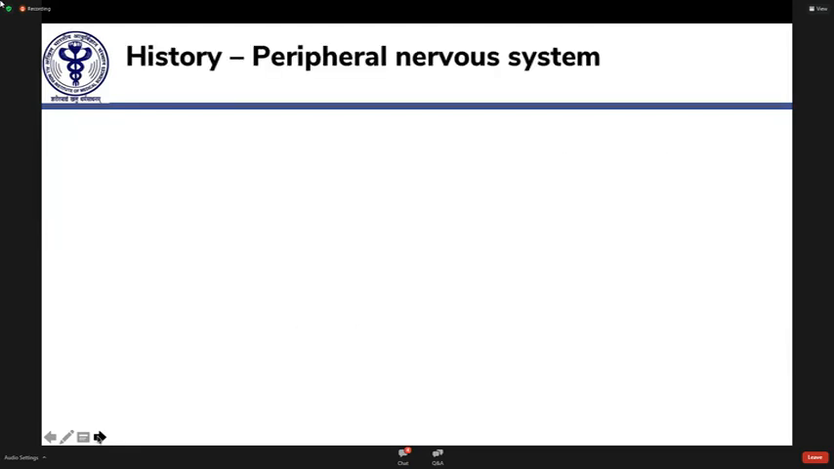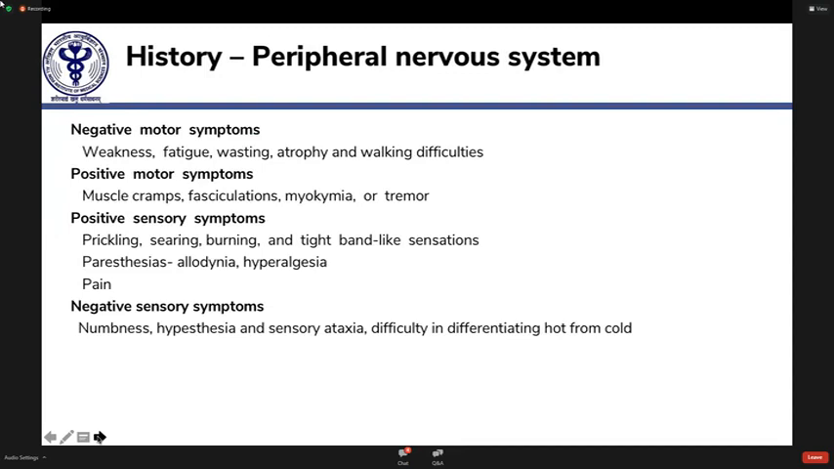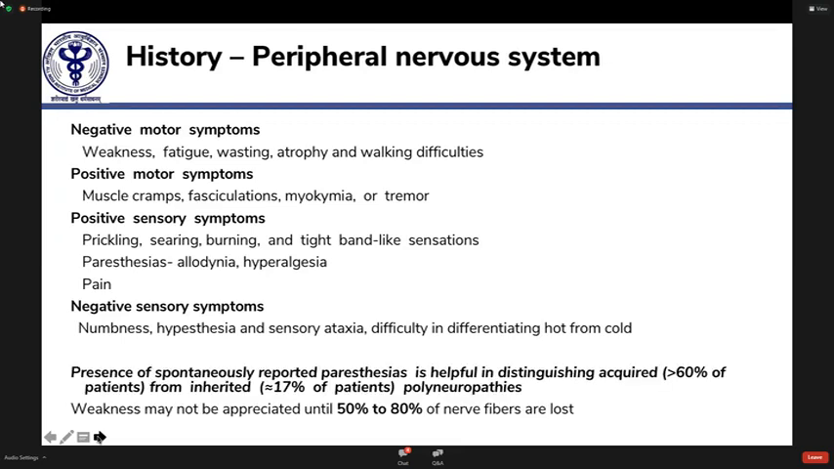So how do we go about the history in a peripheral nervous system disorder? Obviously, you ask about negative motor symptoms, positive motor symptoms, positive sensory symptoms, and negative sensory symptoms. The negative motor symptoms are weakness, fatigue, wasting, atrophy, walking and gait difficulties. Positive motor symptoms are cramps, fasciculations, myokymia, or tremor, the neuropathic tremor that you see. Then positive sensory symptoms: paresthesias, allodynia, hyperalgesia, pain. The negative sensory symptoms are numbness, hypoesthesia, sensory ataxia, or even difficulty differentiating hot and cold.